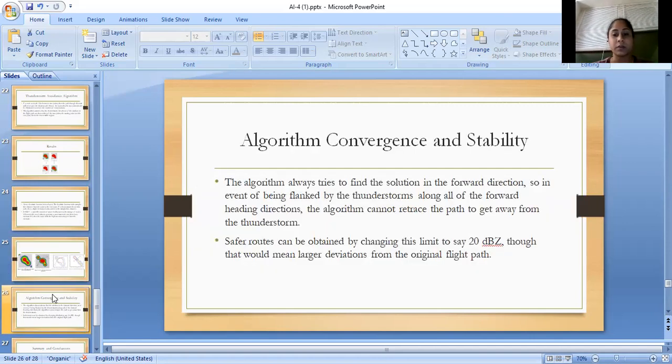Next is the algorithm convergence and stability. Here, this algorithm always tries to find the solution in the forward direction. In the event of being flanked by the thunderstorm along the forward heading direction, this algorithm cannot retrace the path to get away from the thunderstorm. The algorithm also fails to compute safe detours if the starting point of the path lies inside the region of intense thunderstorm activity.